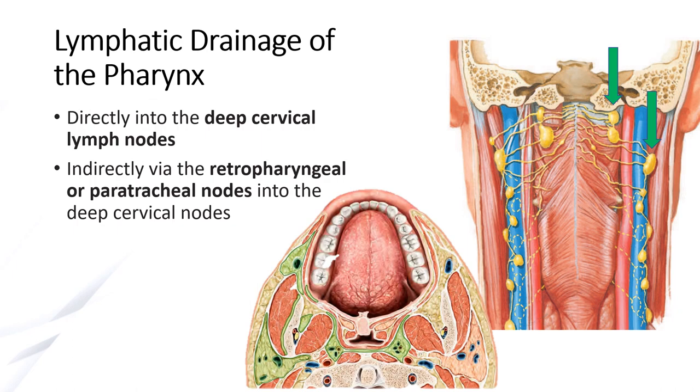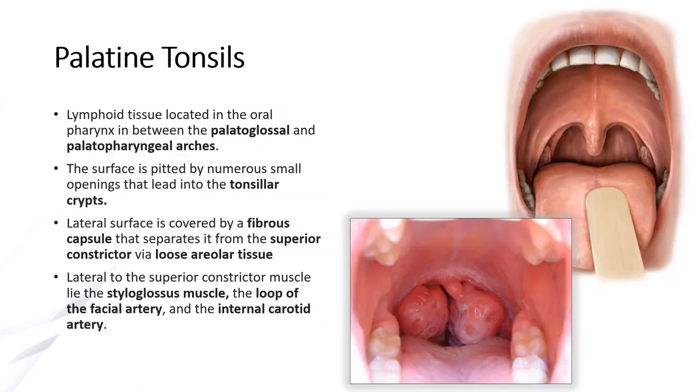Now let's proceed to the palatine tonsils. They are lymphoid tissue located in the oropharynx in between the palatoglossal and the palatopharyngeal arches, as you can see here, palatoglossal, palatopharyngeal. The surface is pitted by numerous small openings that lead into the tonsillar crypts, as you can see here.